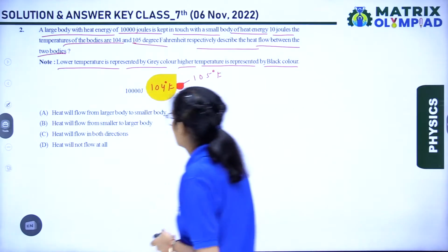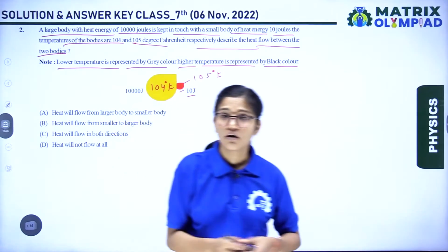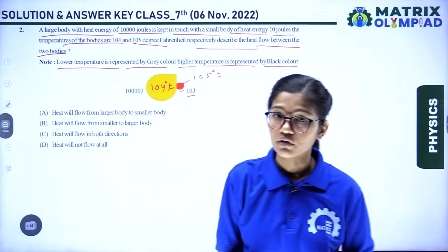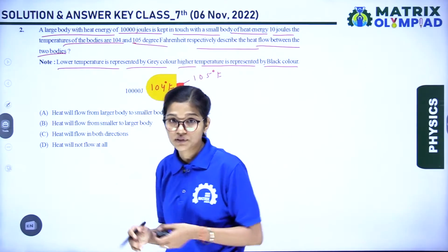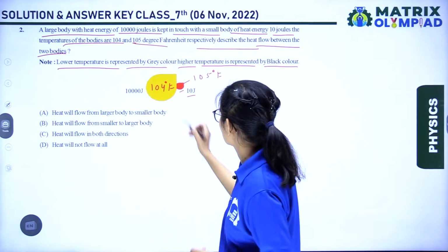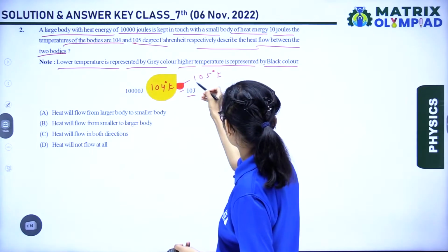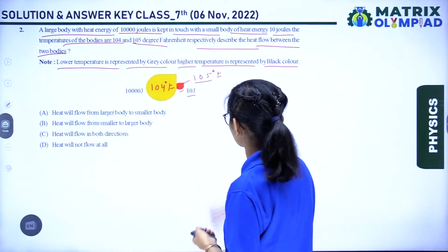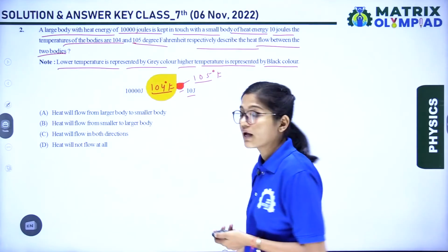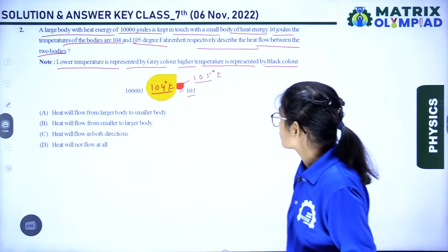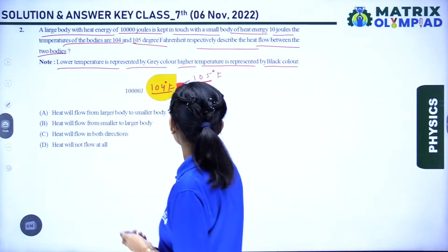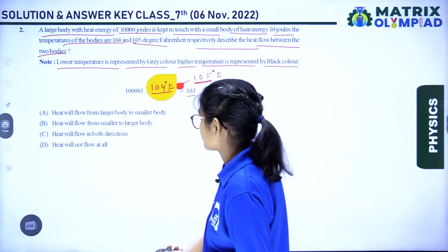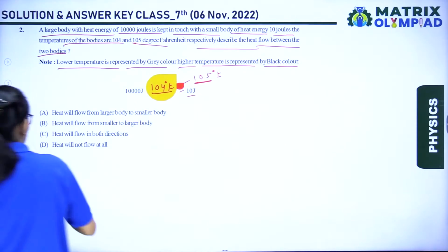Okay, let's see. So heat always transfer from high temperature to low temperature, it is the only factor on which that heat transfer depends. So that smaller body has higher temperature, that is 105 degree Fahrenheit, and the larger one has 104 degree Fahrenheit. So the smaller one has higher temperature, so the heat will flow from a smaller to larger one. Okay, so let's see the options.